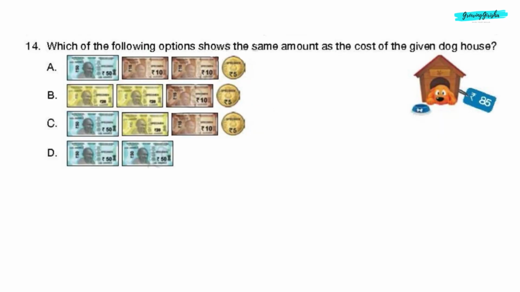Question 14. Which of the following options shows the same amount as the cost of the given dog house? Option A has 50 plus 10, 60 rupees, plus 10, 70 rupees, plus 5, 75 rupees. Option B, 20 rupees, plus 20 rupees, 40 rupees, plus 10, 50 rupees, plus 5, 55 rupees. Option B has 55 rupees. Option C, 50 rupees, plus 20 rupees, 70 rupees, plus 10, 80 rupees, plus 5, 85 rupees. Option C has 85 rupees. Oh, we can buy the doghouse in 85 rupees. So, option C will be the correct answer.